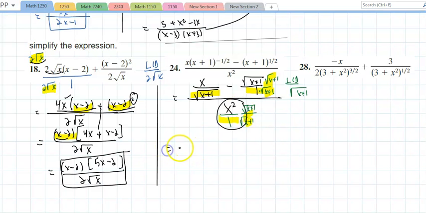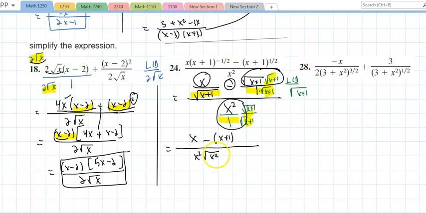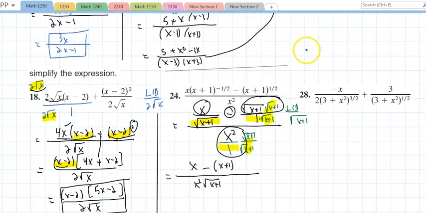Now, you could jump ahead and say that is x minus, if you multiply a square root by itself, wouldn't that undo the radical? Over x squared, the square root of x plus 1. And what happened here, you really took square root of x plus 1 minus x plus 1, and you left that over the square root of x plus 1. In the denominator, you took this, and instead of dividing, you multiplied by the reciprocal.